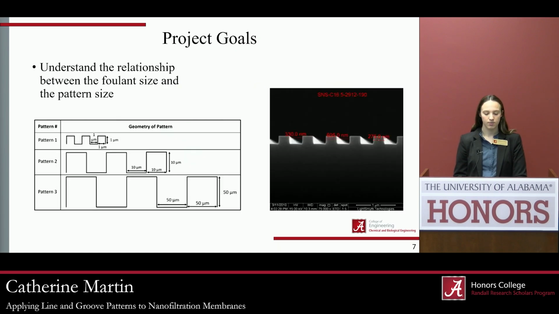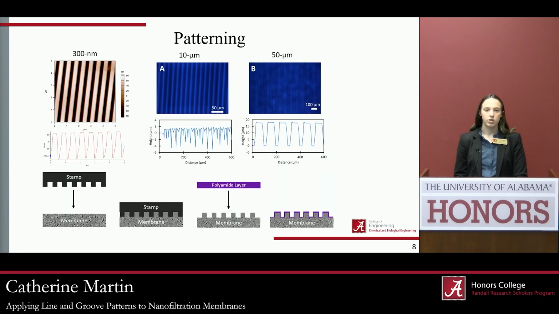sticking of foulants. Specifically, our project is looking at the relationship between foulant size and pattern size and its influence on membrane fouling. We'll be looking at pattern sizes that are smaller than, larger than, and equal to the foulant size, which are 300 nanometer, 10 micron, and 50 micron pattern sizes. To pattern our membranes, we utilize stamps, which the 300 nanometer stamp we purchase, and the 10 micron and 50 micron stamps we fabricate using photolithography.